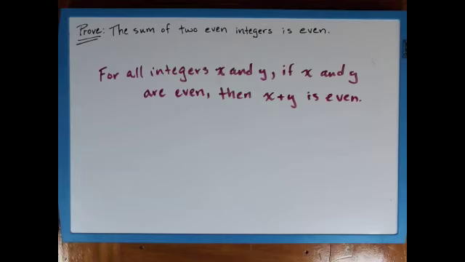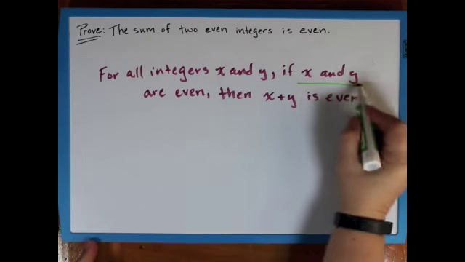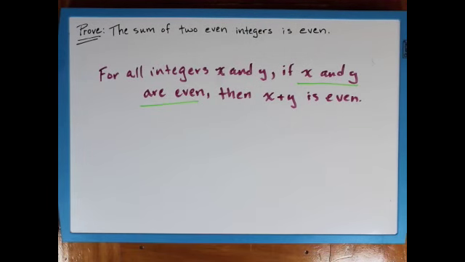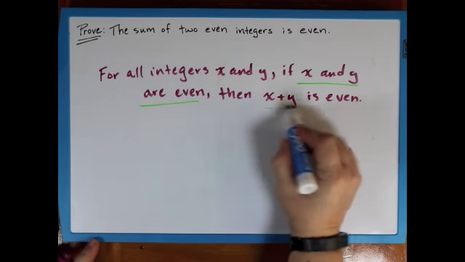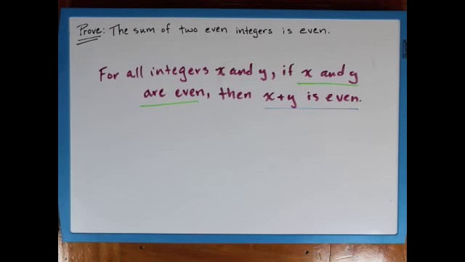Now I've got my hypotheses, that is, x and y are even. And I've got my conclusion that I want to make: x plus y is even. So I've given this statement a little bit of structure.